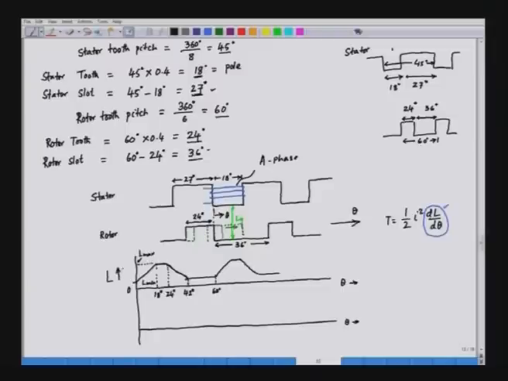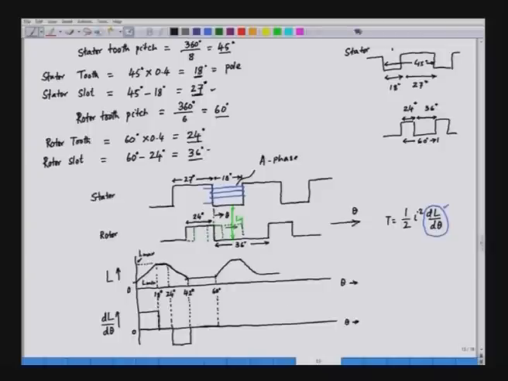So, here this is inductance, and here we can calculate what is dL by d theta. Here it is rising, so we can say that the derivative is constant and positive. Then from 18 to 24, the inductance value is constant, and hence the derivative will be 0. And from 24 to 42, the inductance is decreasing, and hence the derivative is negative. So, we will have minus dL by d theta. So, this is positive, 0 and negative, and from 42 to 60, inductance is again constant, so dL by d theta will be 0.